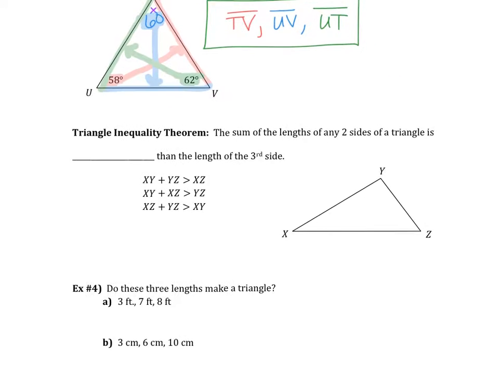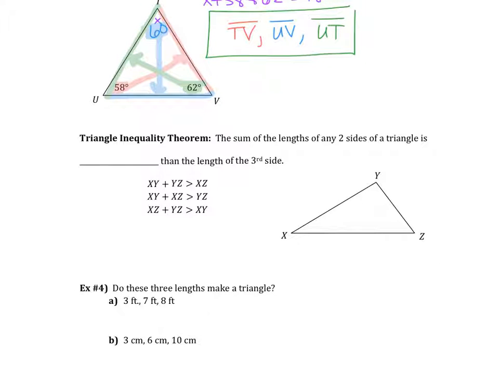Okay. Then there's the triangle inequality theorem. This one says the sum of the lengths of any two sides of a triangle is always greater than the length of the third side by itself. So if you are given a triangle, you should be able to add any two sides together, and the sum will be more than the third side alone.